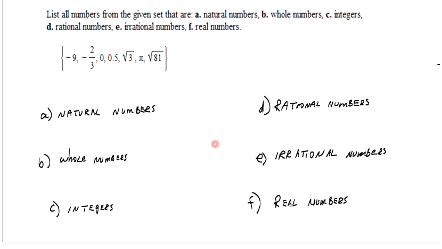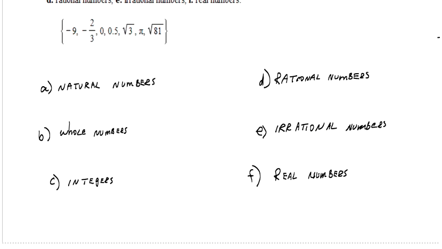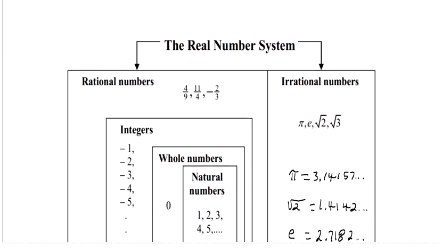Hey everyone. This problem says list all the numbers from the given set that are natural numbers, whole numbers, integers, rational numbers, irrational numbers, and real numbers. So here's the given set. We want to look through these and pick out, for example, the natural numbers and pick out the irrational numbers. Before we do that, let's take a look at how these things are all related.